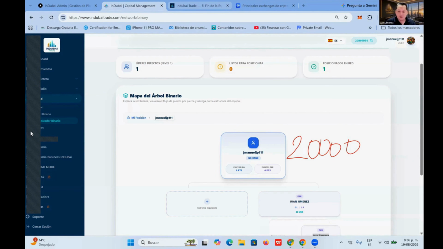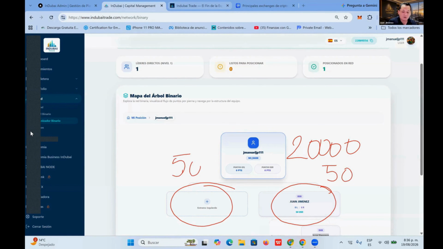The binary is qualified by placing one person on the right side and one person on the left side. I mean, you have to have at least one person with $50 on the right side and one person on the left side with at least $50, okay? Let's go up to there. Is it clear or not? Yes. Is it too confusing?